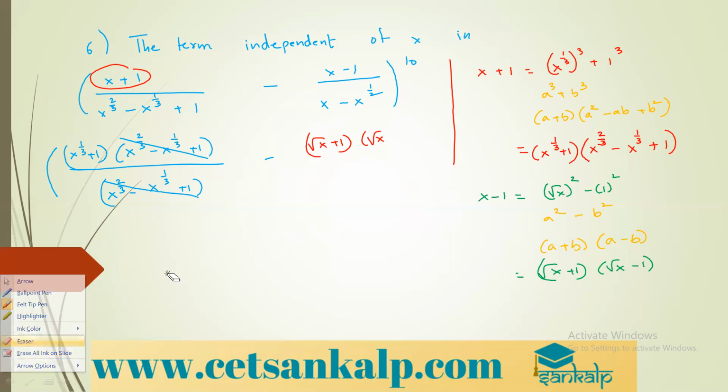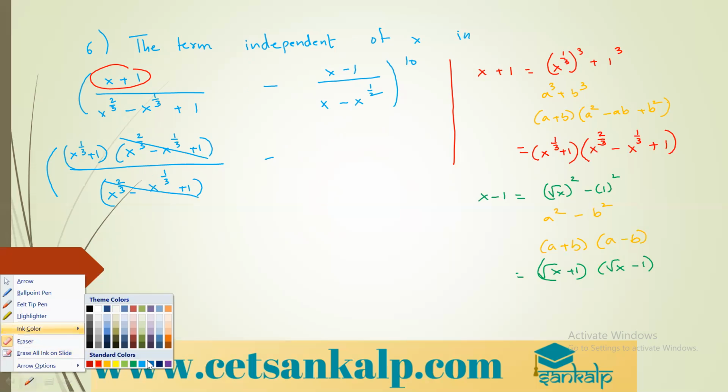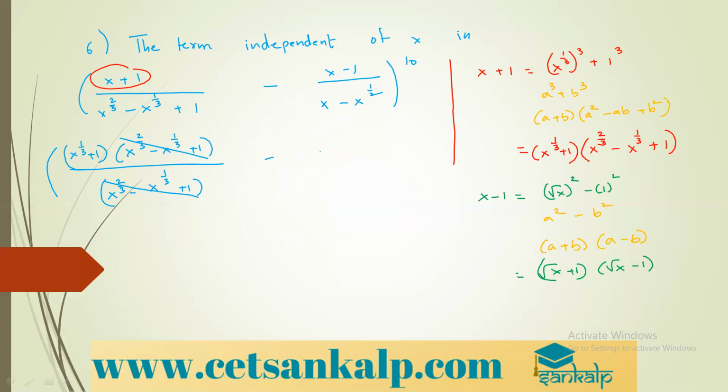Let me change the color of the pencil. I was writing with blue color, so I will continue with blue color. Too many colors will be confusing. So numerator x minus 1, I will write root x plus 1 into root x minus 1. Denominator, I will take root x common, so that I will have root x minus 1. And then you can see I can cancel root x minus 1.